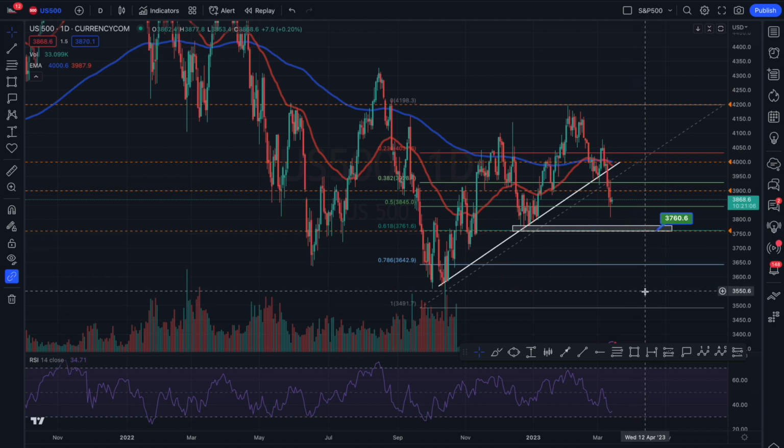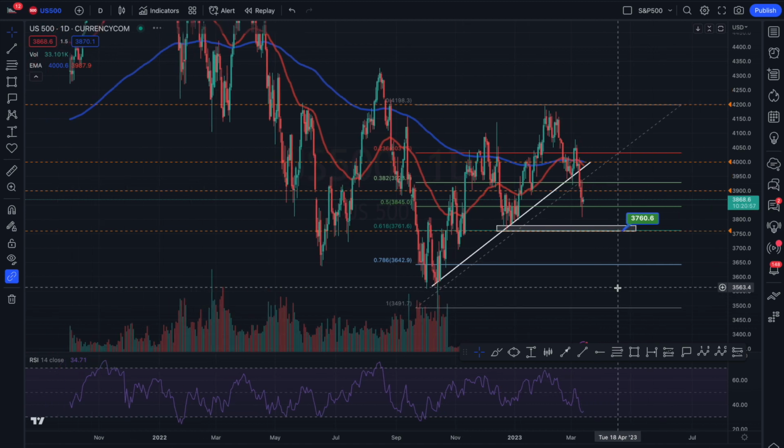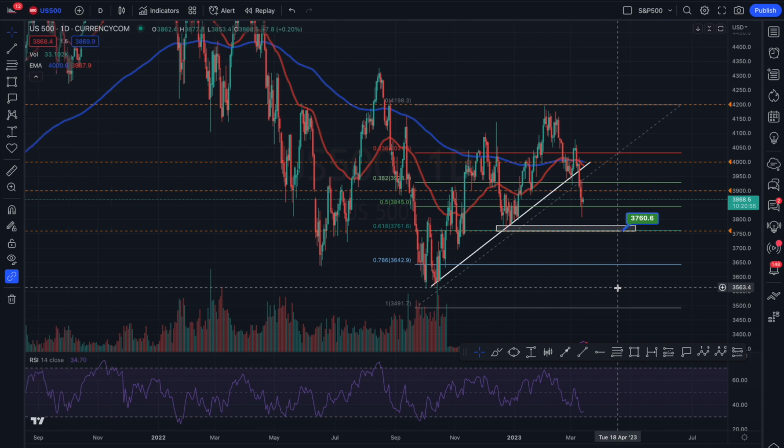Now, if we were to have a daily close below 3,760, that to me would then indicate that we're now likely to go and test the October lows that we achieved back in 2022, which was all the way down around 3,492. Now, the good news is that I don't expect this to happen.